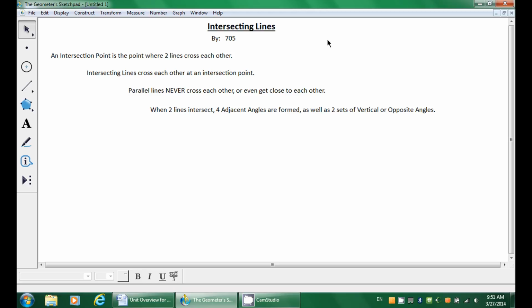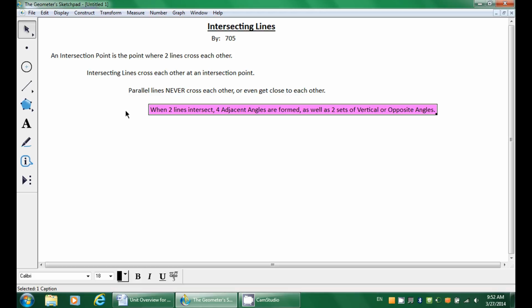Alright, a couple pieces of vocabulary that we have to take care of. First one, an intersection point is the point where two lines cross each other. Intersecting lines cross each other at an intersection point. Parallel lines never cross each other or even get close to each other. And when two lines intersect, four adjacent angles are formed, as well as two sets of vertical or opposite angles.